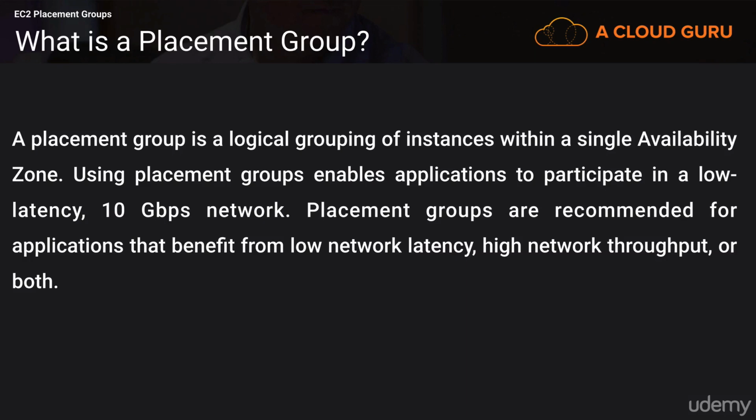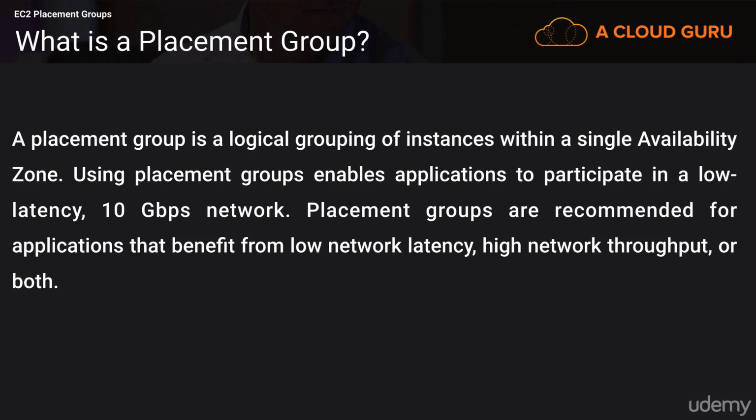Well, basically it's a logical grouping of instances within a single availability zone, and using placement groups enables applications to participate in low latency 10 gigabit per second networks. Placement groups are recommended for applications that benefit from low network latency, high network throughput, or both.